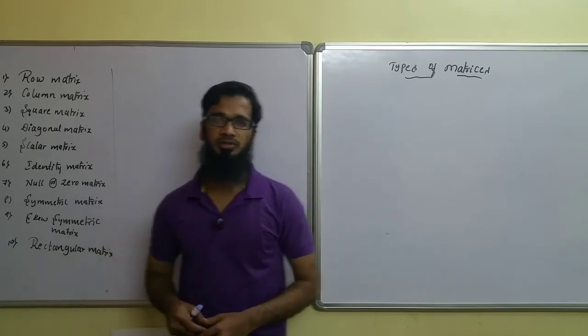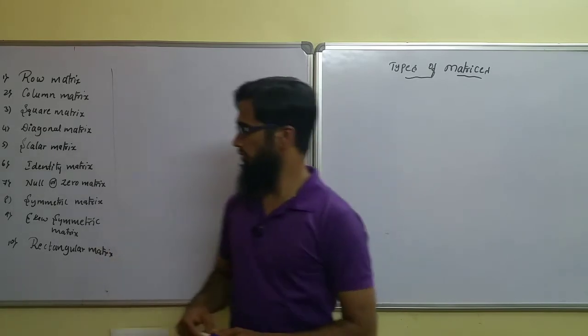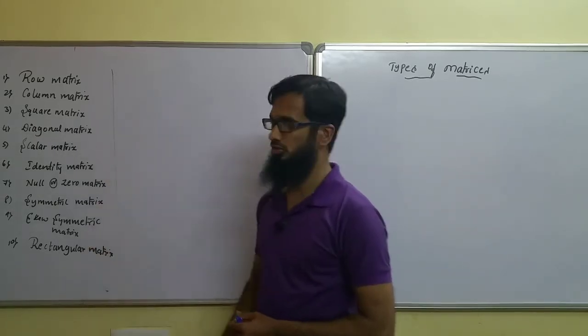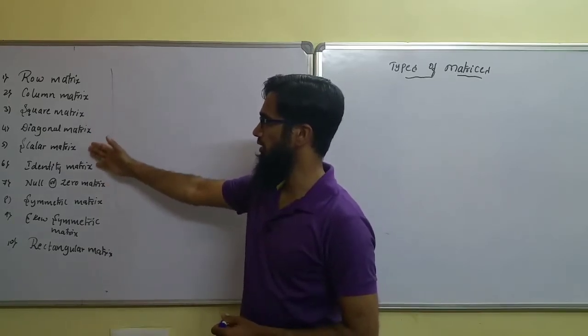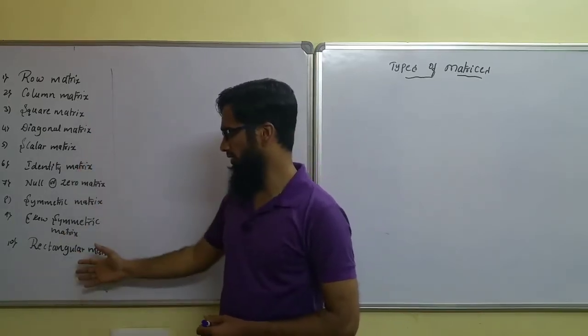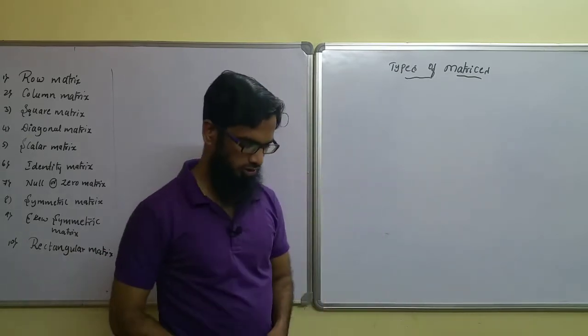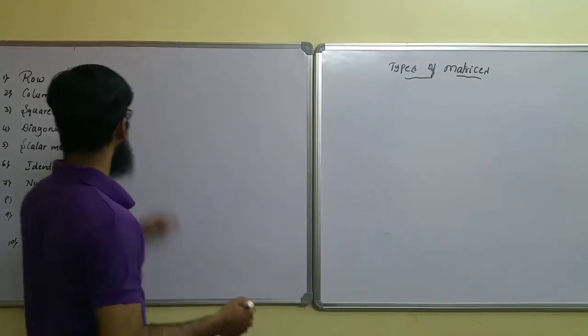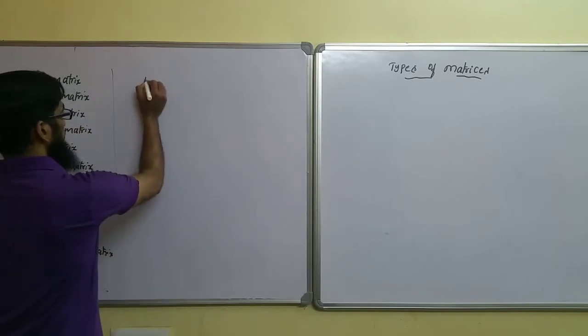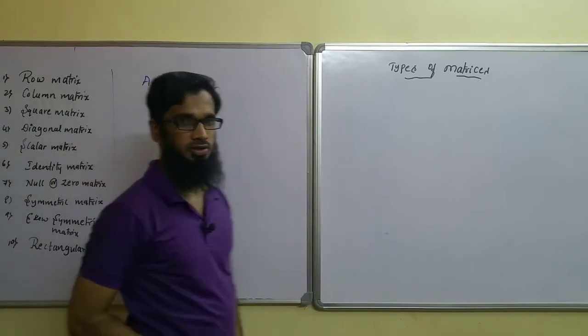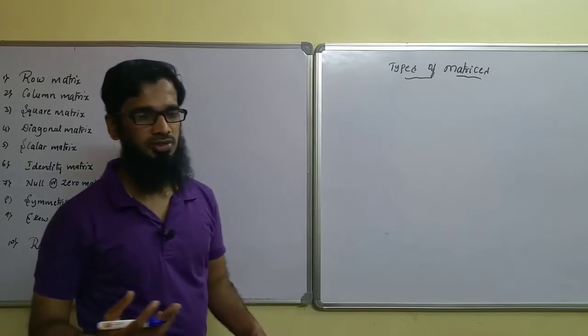Now we'll go over the different types of matrices here. I have written some of the types: row matrix, column, square, diagonal, scalar, etc. These are the different types of matrices. Now we'll go one by one with the details. So what is meant by a row matrix here? A matrix can be represented by a capital letter, A, B, C, etc.